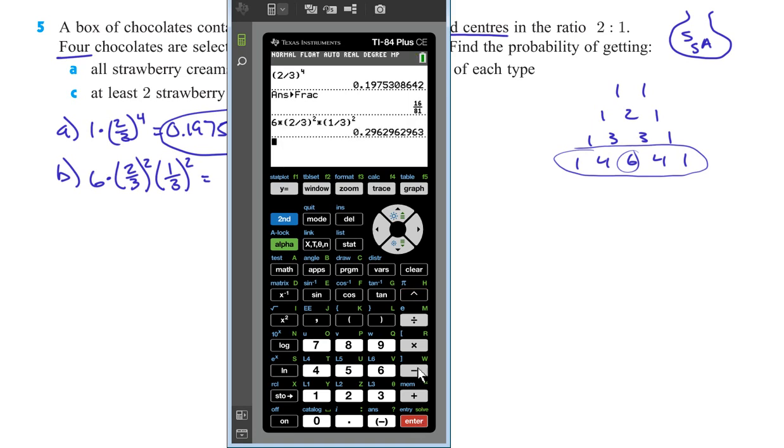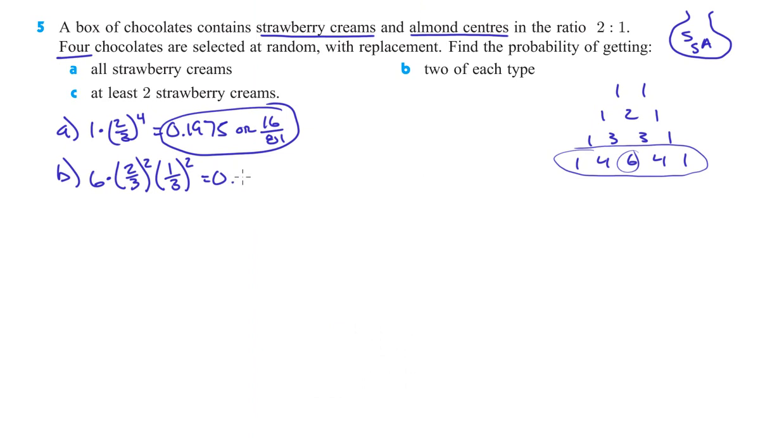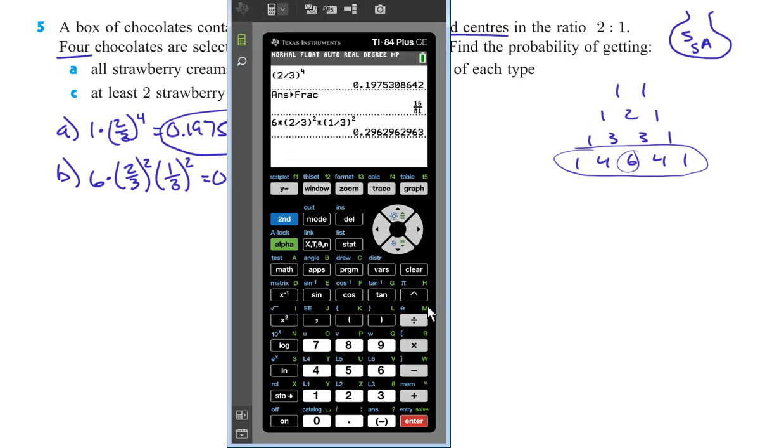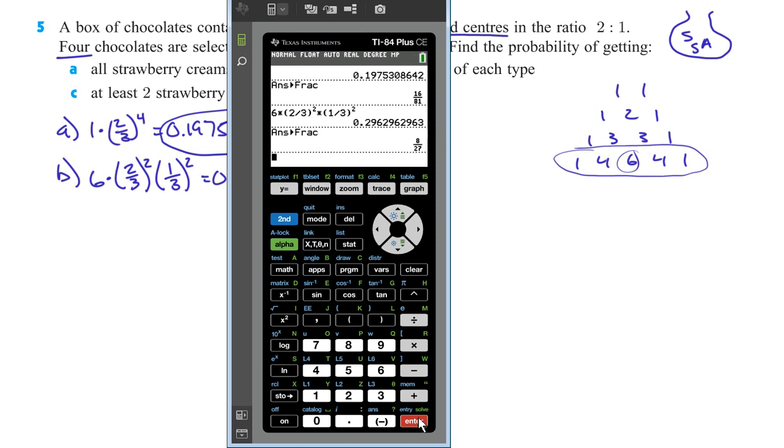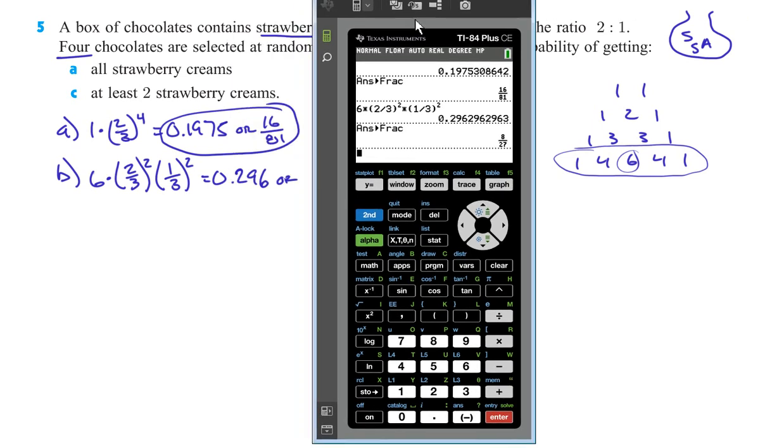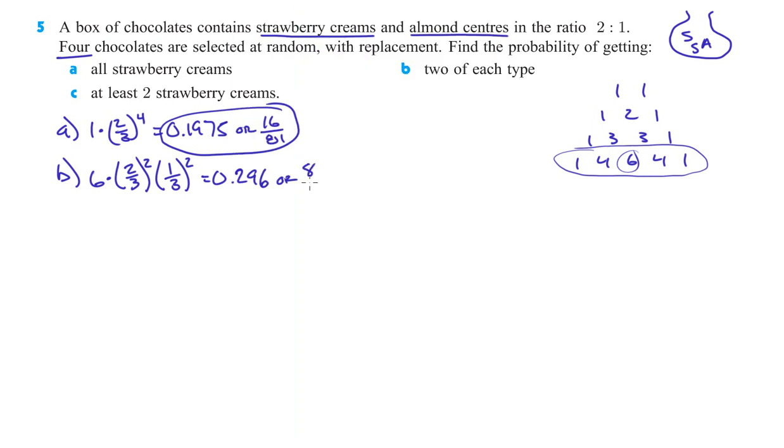All right, get that, and it gives us 0.296. So 29.6%. Or again, we should be able to turn this into a fraction by math, enter. And a lot of your scientific calculators will also do the same thing. 8/27. Either one of those is just fine.